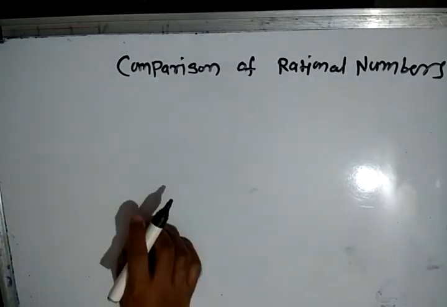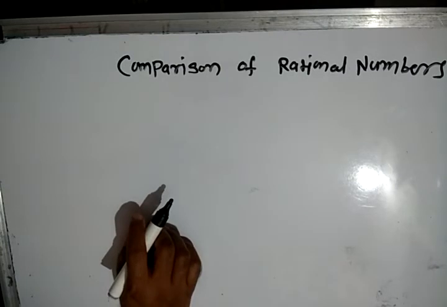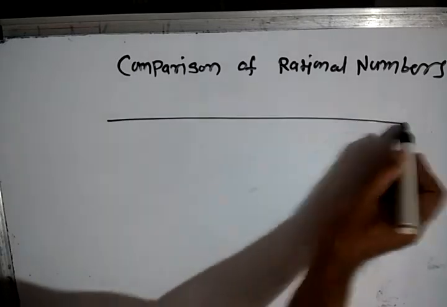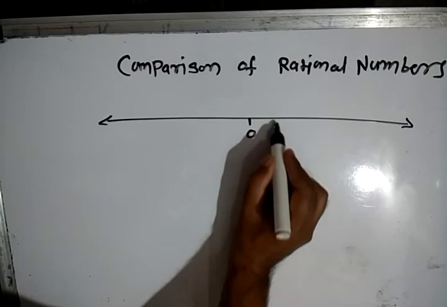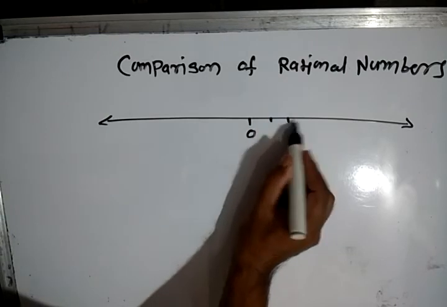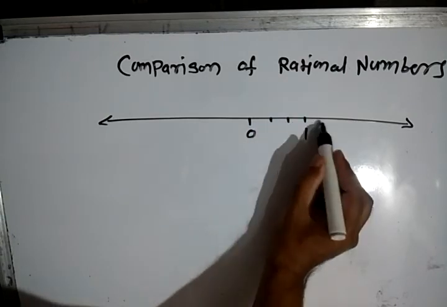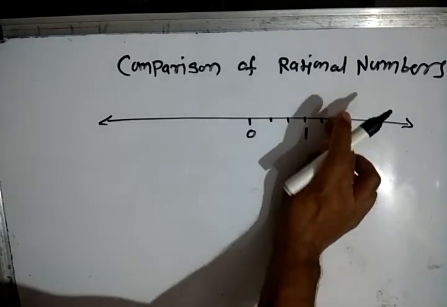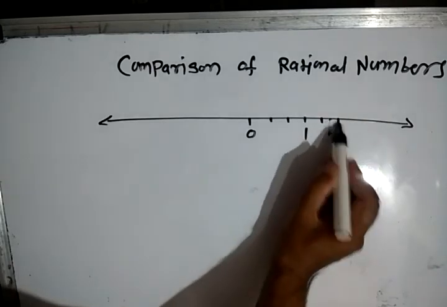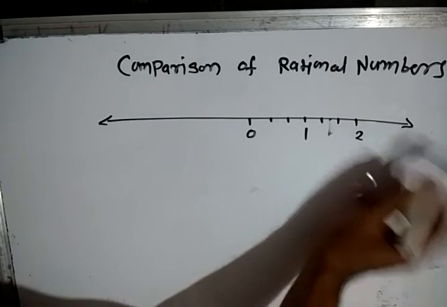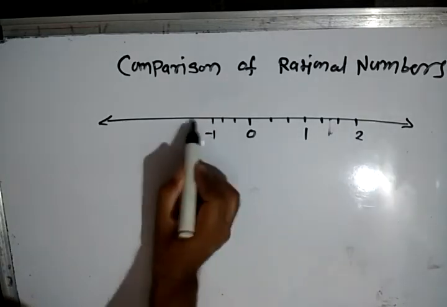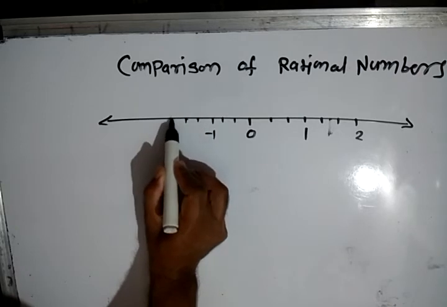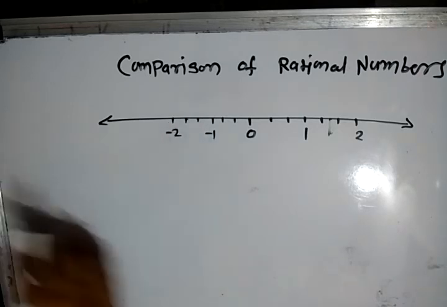Here, for any pair of numbers on a number line, suppose this is a number line, at the center 0, suppose this is 1, 2, and so on. Here -1, -2, and so on.